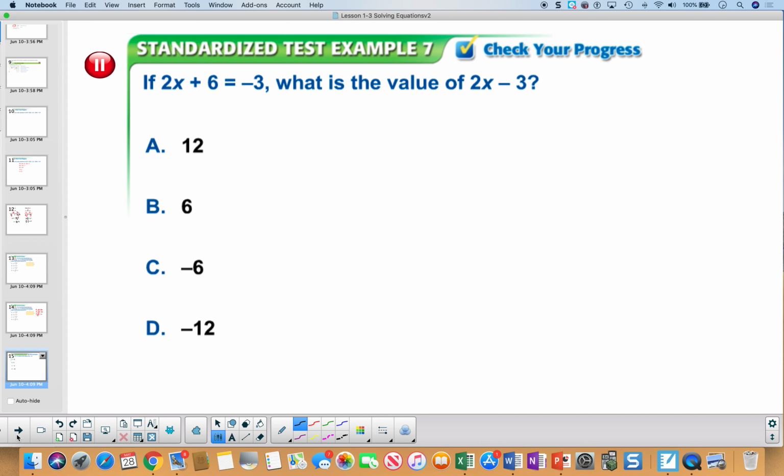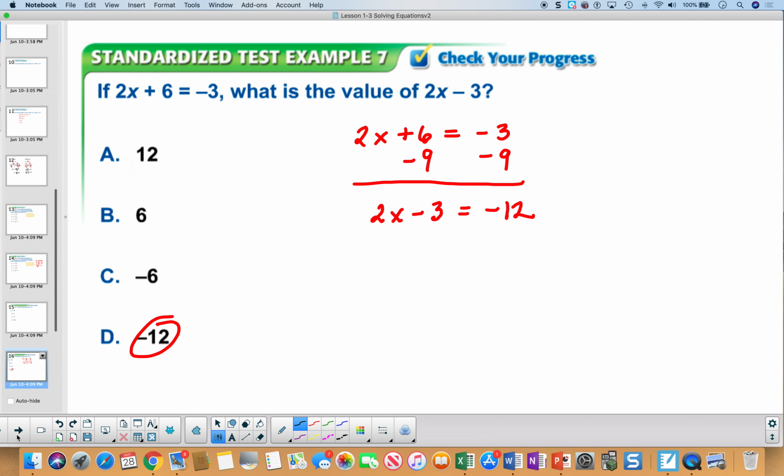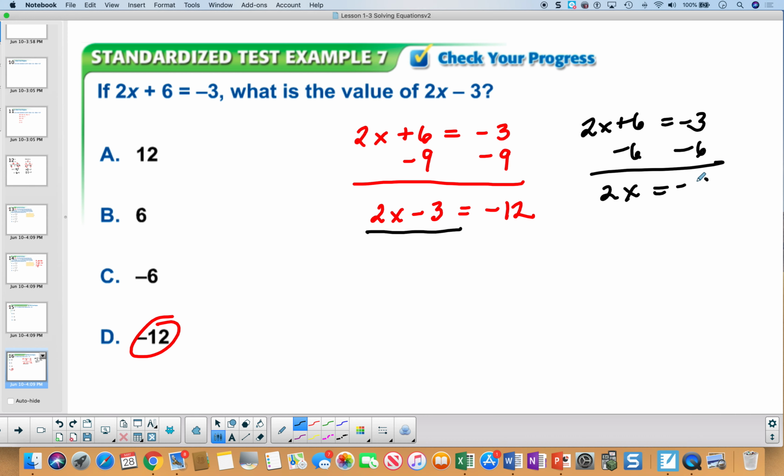Pause and see if you can solve for 2x minus 3. And here's the answer. I want you to notice that I didn't solve for x. I subtracted 9 on both sides on purpose so that I could get this expression 2x minus 3, and I got negative 12. Now, the other way you can do it is to take 2x plus 6 equals negative 3, subtract 6 on both sides. 2x is equal to negative 9, x is equal to negative 9 halves. And then you could take negative 9 halves and put it into this expression, negative 9 over 2 minus 3, and that'll be negative 9 minus 3, negative 12.